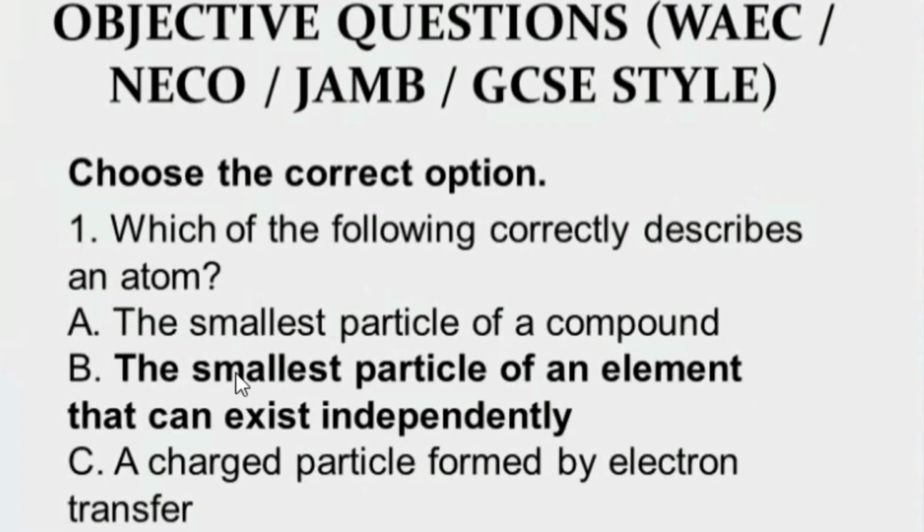An atom is the smallest particle of an element that can exist independently. So this is what I have taught you today. A charged particle formed by an electron transfer is not an atom, that is an ion. A group of atoms chemically bonded, that's a molecule.